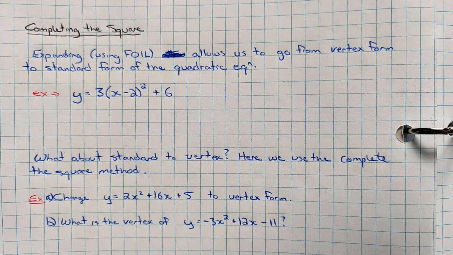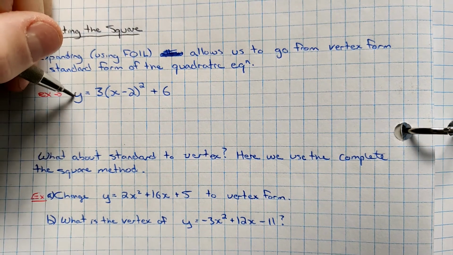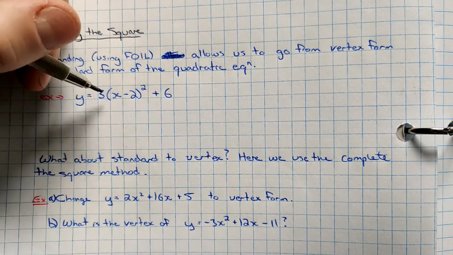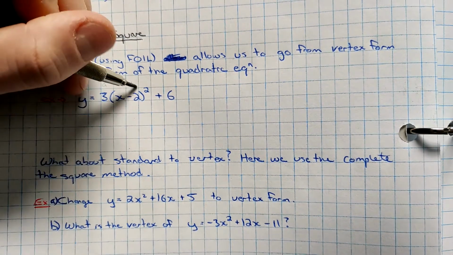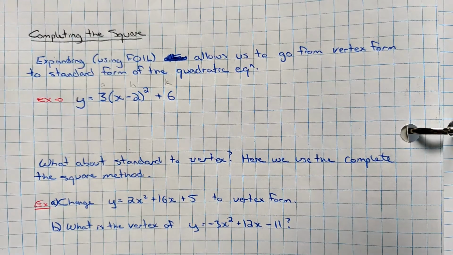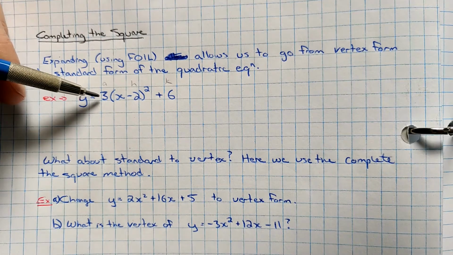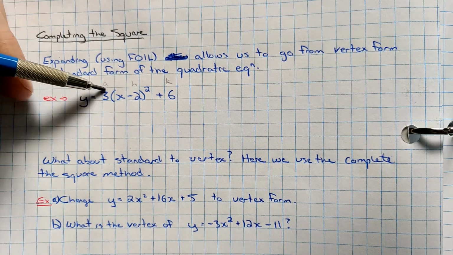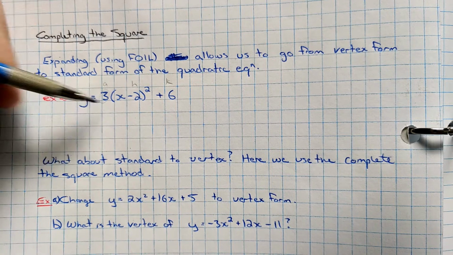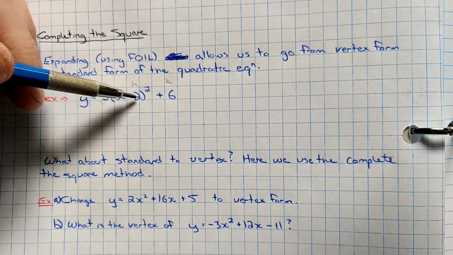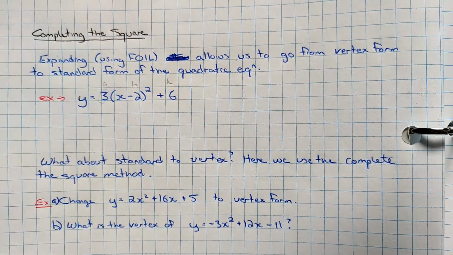So we've done something like this before in our previous units. We could take an equation like this, which is vertex form. Recall, this is our A, this is our H, this is our K. So we have a parabola that would be opening upwards and is stretched out, so it gets narrower. And the vertex would be at positive 2, positive 6.